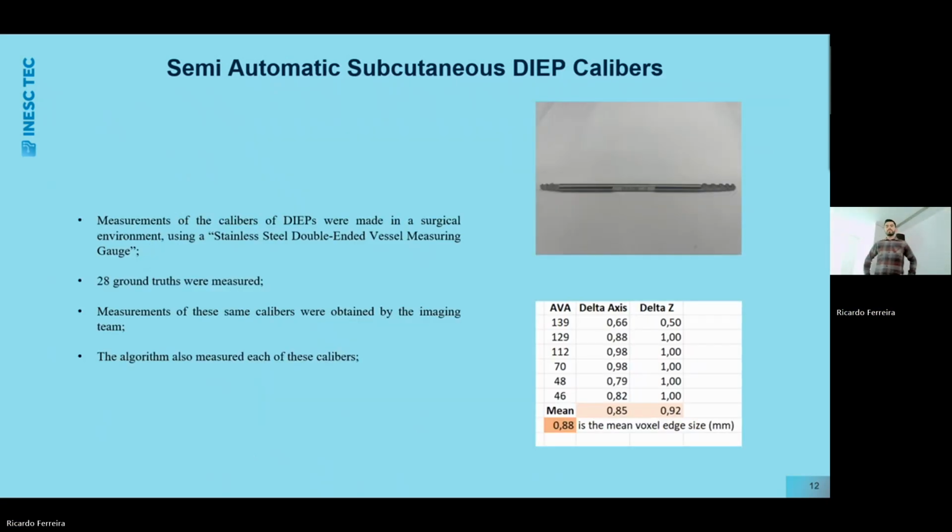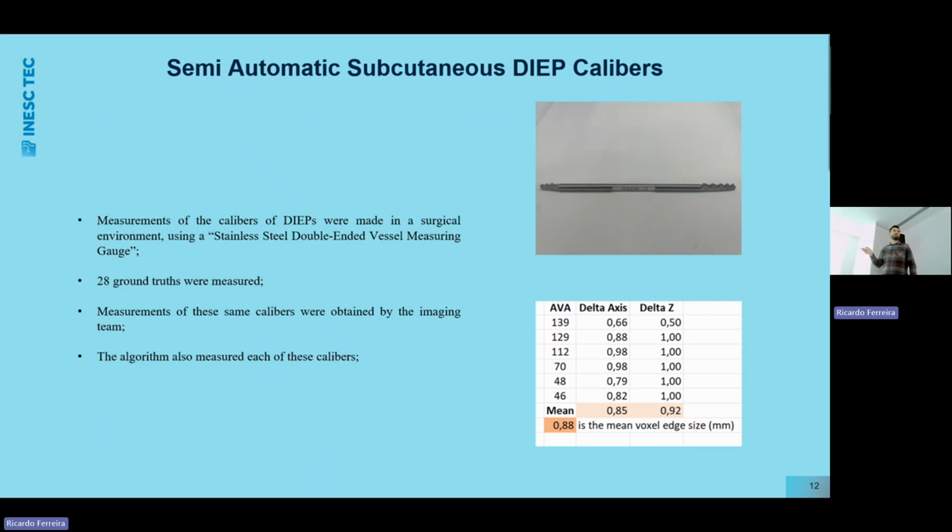Then we compare the algorithm results with the ground truth, that is basically the caliber measured by the surgeons with these stainless steel measuring gauge. We had 28 ground truths, and there is a thing that is important to note, that we are using images and they are measuring directly on the patient.